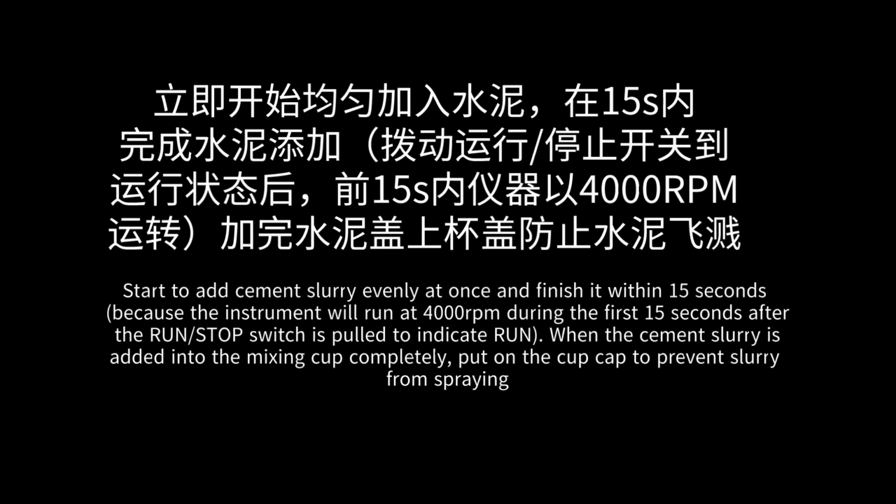Start to add the cement slurry evenly at once and finish within 15 seconds, because the instrument will run at 4,000 RPM during the first 15 seconds after the run or stop switch is put to indicate run. Then, when the cement slurry is added into the mixing cup completely, put on a cup cap to prevent slurry from spraying.